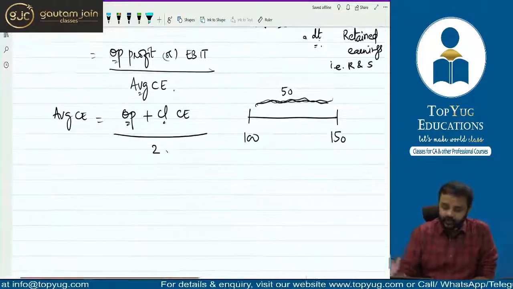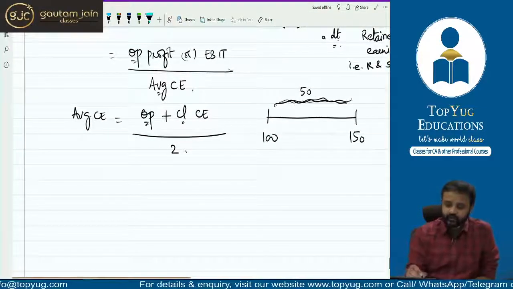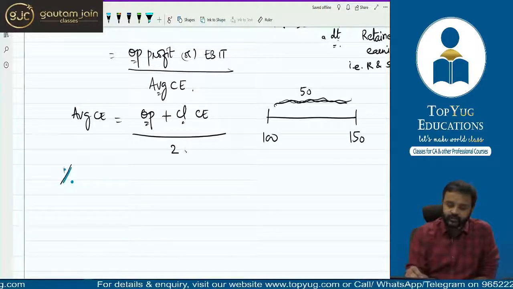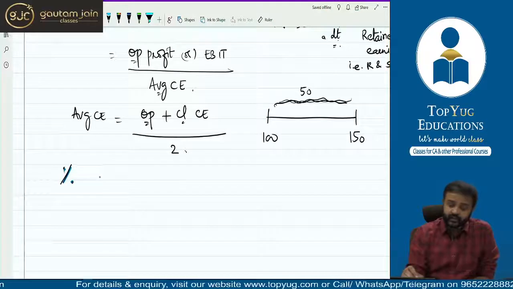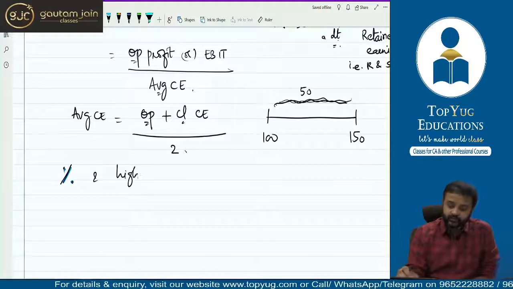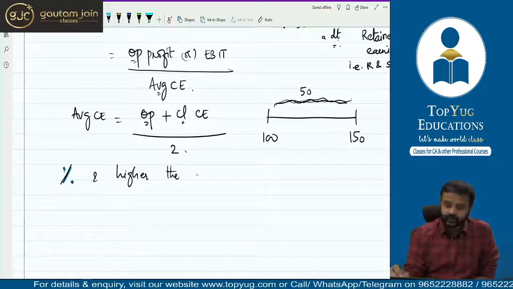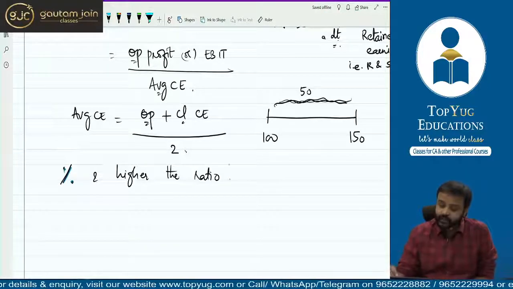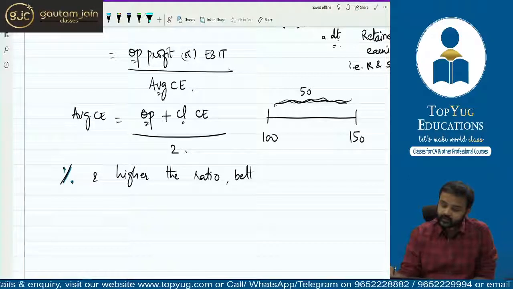Okay. How do we denote this particular return on investment? Obviously, we denote it in percentage always, isn't it? We denote it in what? Percentages. And we'll say the higher the ratio, the better it is. Right? For any profitability ratio, we will always say the higher the ratio, the better it is.